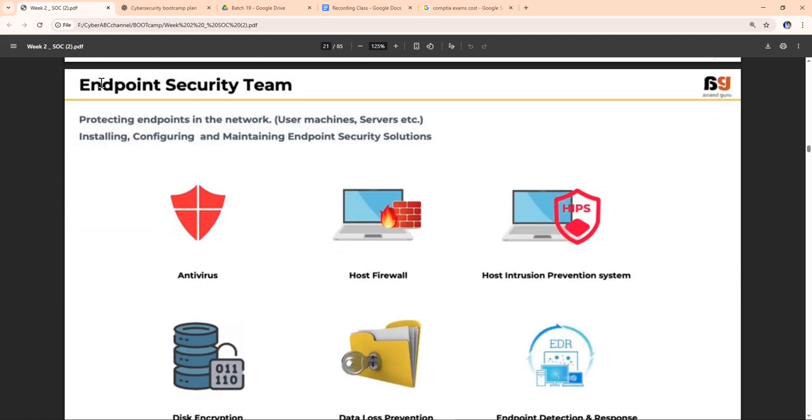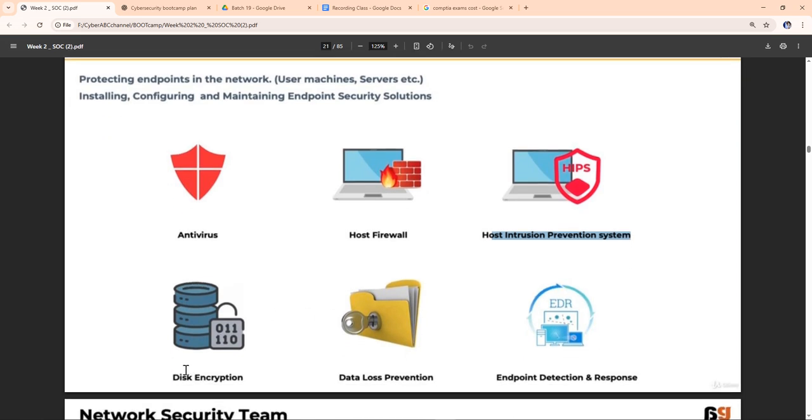So the endpoint security team. When we say endpoint, let's talk about it for a while. They protect endpoints in networks, that is the user machines or servers. So they install, configure, and maintain endpoint security. Some of those security solutions are antivirus, host firewall detections, host intrusion prevention systems, disk encryptions, data loss prevention, DLP, EDR.